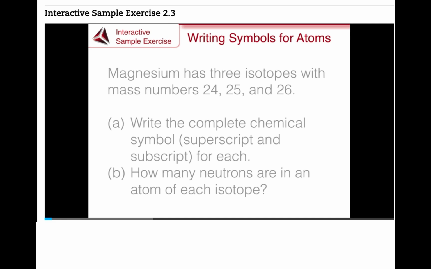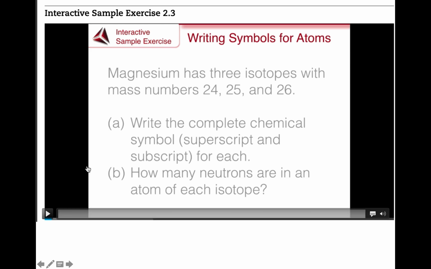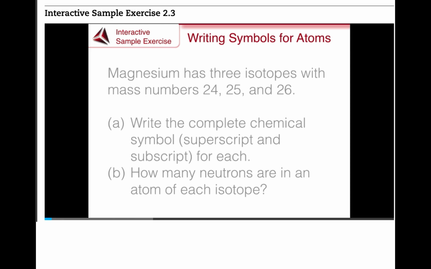Here's a question and a resource within the e-text on the same subject. So it says magnesium has 3 isotopes with mass numbers 24, 25, 26. Write the complete chemical symbol, including the superscript and subscript for each, and identify how many neutrons are in an atom of each isotope. If you already know how to do this, you can skip the video, but I'm going to play the video within the e-text because I think it does a good job if you're still a little shaky on figuring out how to answer these questions.